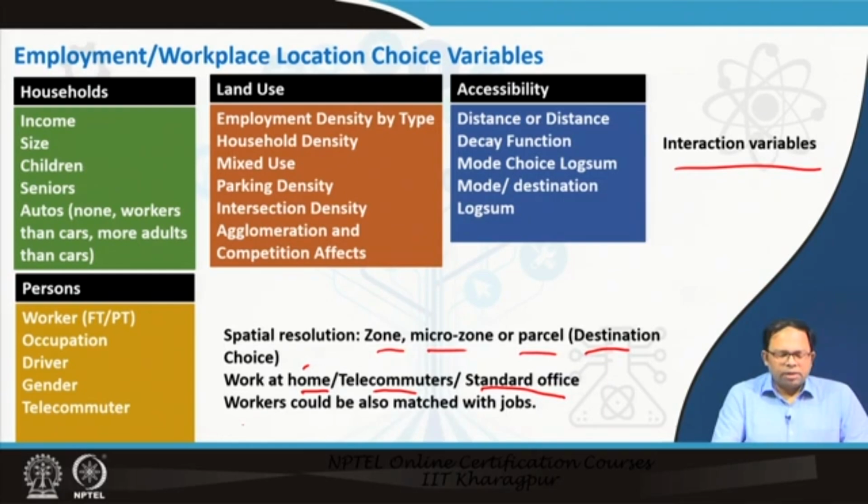So, in addition to that, we can also match workers with their jobs. That means certain groups of people could only go to certain kinds of jobs. So, location choice alternatives could be only as per those jobs for which we are matching the location choices. So, in this way also we can develop workplace location choice models.